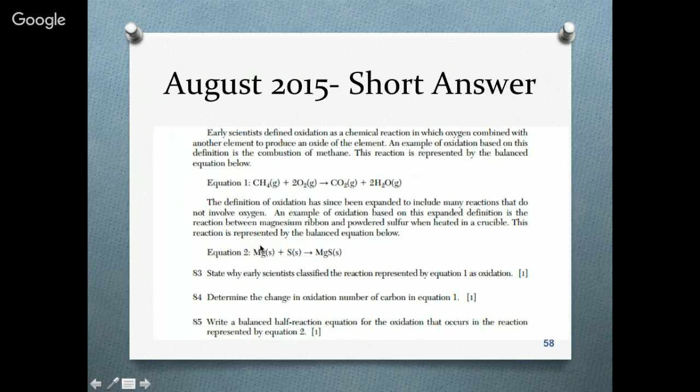All right, 85, write a balanced half reaction for the oxidation that occurs in the reaction represented by equation 2. First you would want to assign your oxidation numbers. On the reactant side, magnesium is going to be 0. Sulfur is going to be 0. They're uncombined elements, so they have an oxidation state of 0. On the product side, magnesium is in group 2, so it's +2, and sulfur is -2. So magnesium is going to go from 0 on the reactant side to +2. Since it's becoming more positive, it's losing electrons, it's oxidized. We would write Mg goes from 0 to Mg2+ plus 2e-. The electrons have to be on the right side of the arrow because we drew our LEO before with our arrow pointing to the right to indicate that the electrons are going on the product side.